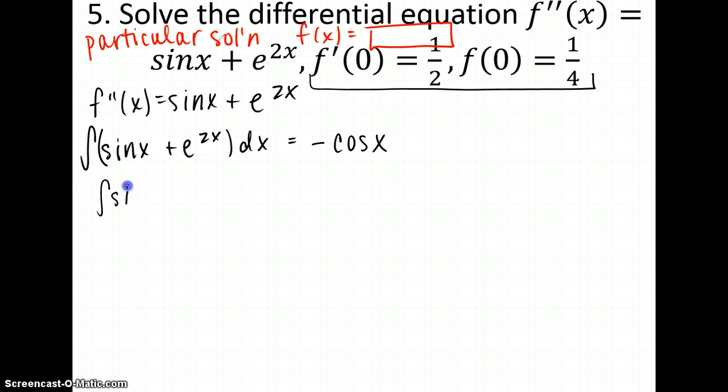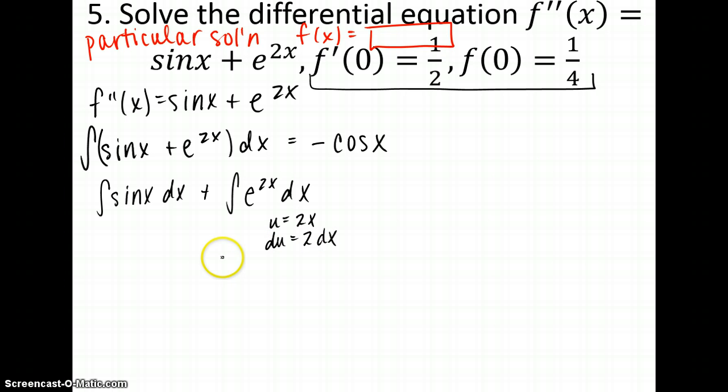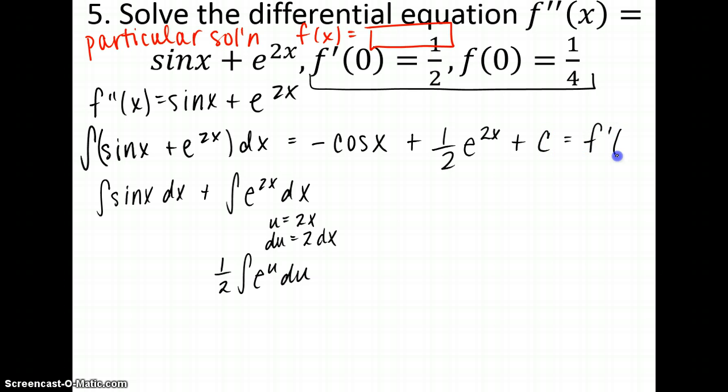Alright, so we would look at this as the antiderivative of each term. So e to the 2x, that needs a substitution. This is actually the first example we started with. So I need a 1/2 out front. Antiderivative of sine is negative cosine plus 1/2 e to the u plus c. So now what's the antiderivative of the second derivative? That would give us f prime. Now we have our condition.